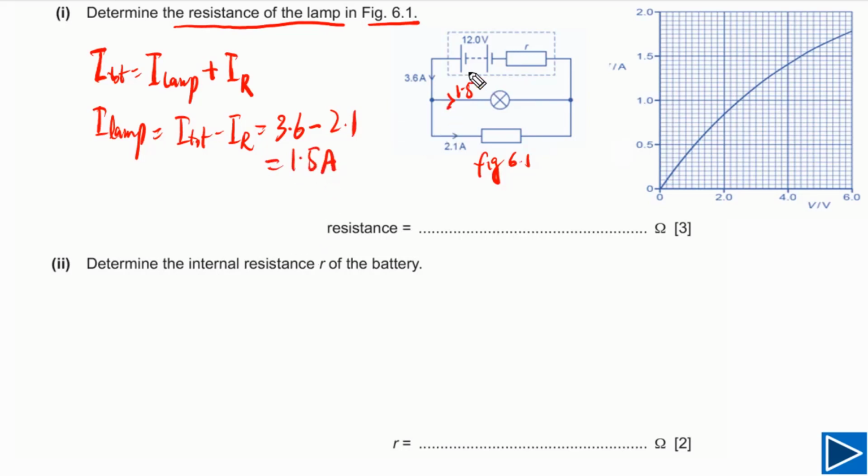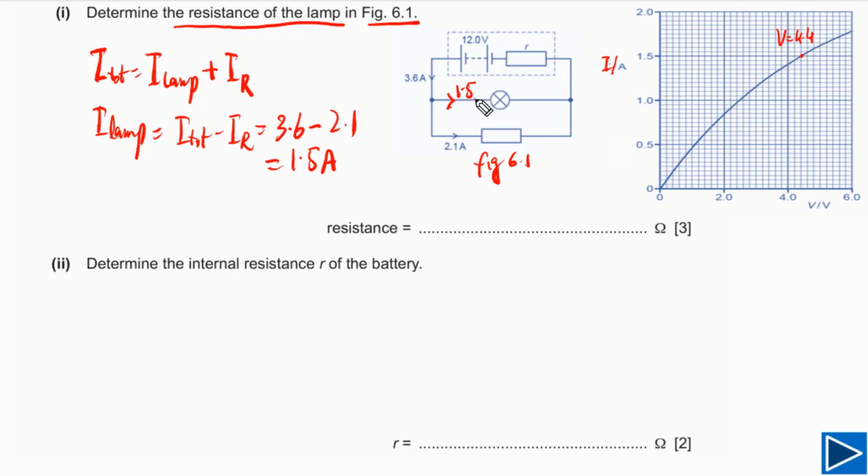Now the current passing through this lamp is given, so we can find the voltage across this lamp. For the voltage, we need to look at the I-V characteristics curve. This is I, and on the x-axis we have V. When the current is 1.5, you can look at this point, and the value of V is 4.4.